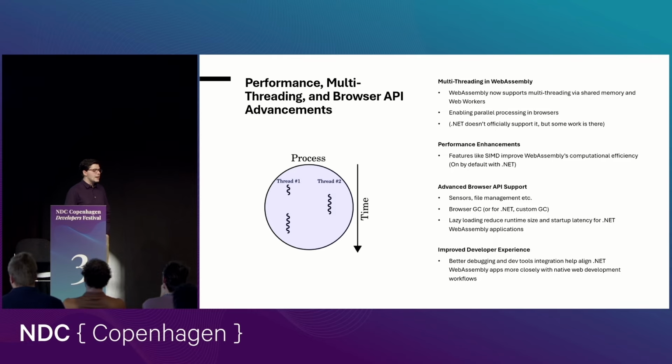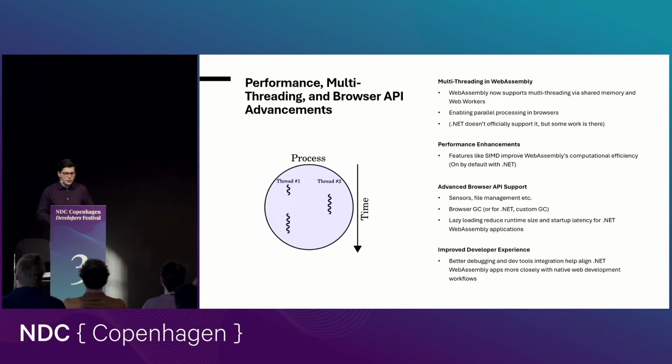There is also enhanced browser API support, as I showcased, things like sensors, file management, etc. Many more are also being worked on. So if something isn't supported, I think it will be added very soon. There is the browser GC for standard WebAssembly. For .NET or Blazor, there is still the custom GC from .NET, but you can also take a look on GitHub. I've seen some work on that as well, and you can even contribute if you want.